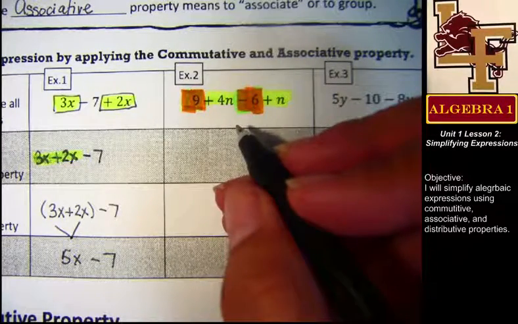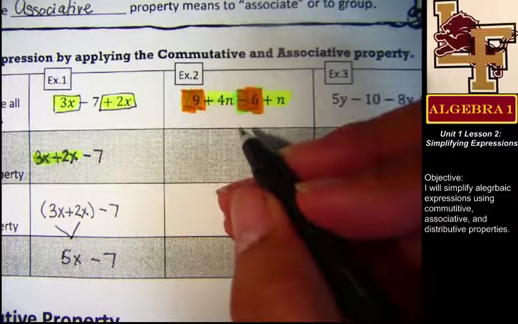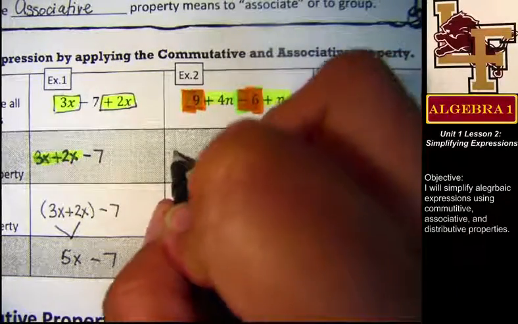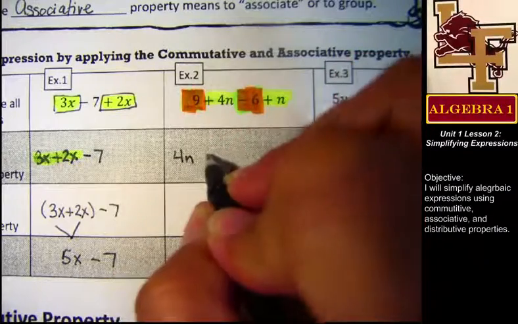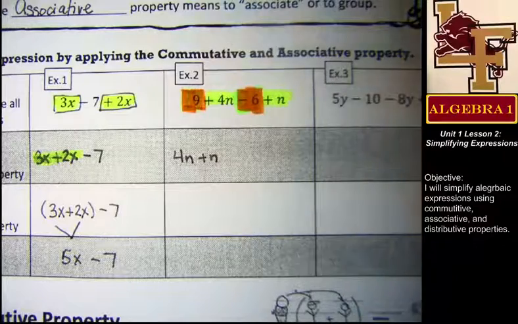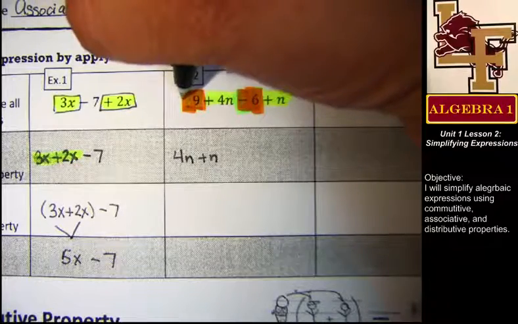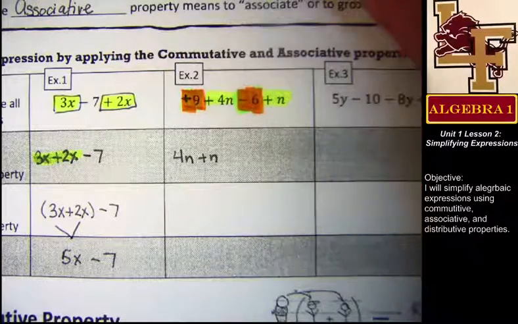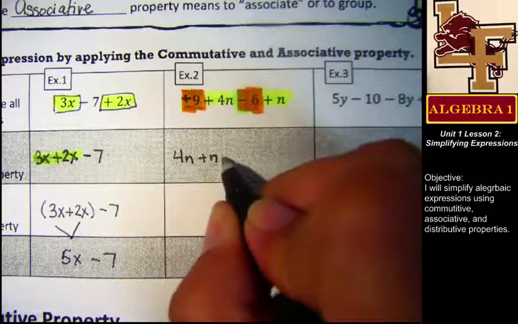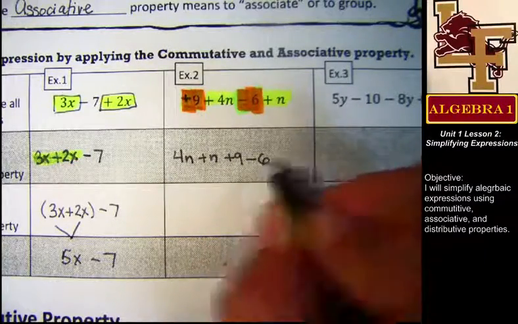By convention, just because this is how math people like things spelled, we're going to put the variable things first. So 4n plus n. Now this 9 does not have a sign in front of it. If it doesn't have a sign in front of it, you can assume that the sign is a plus. Okay, so when I write it next, plus 9 minus 6.